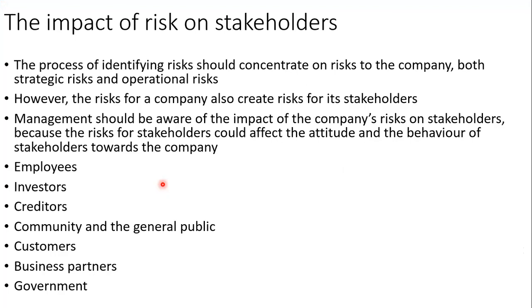So in identifying the risk facing an organization, it's important that both strategic risk and operational risk are identified. However, the risk for a company also creates risk for its stakeholders. So it doesn't end there, that risk faced by a company will affect the company only. It also has a way of affecting its stakeholders. So it's important management are aware of the impact of the company's risk on stakeholders, because the risk for stakeholders could affect the attitude and behavior of stakeholders towards the company, and so that can even define the progress and the achievement of the organization's strategies.